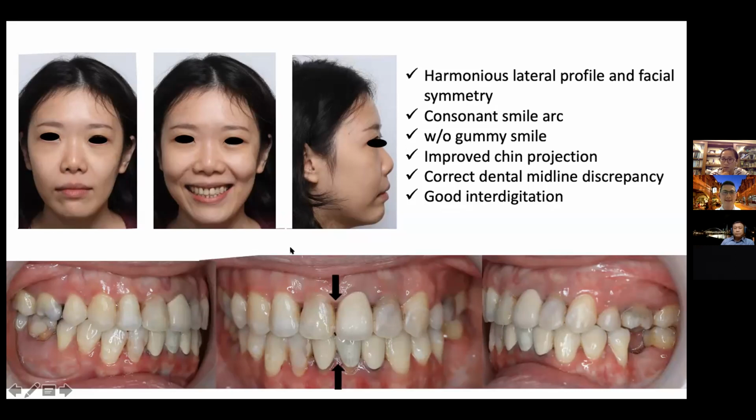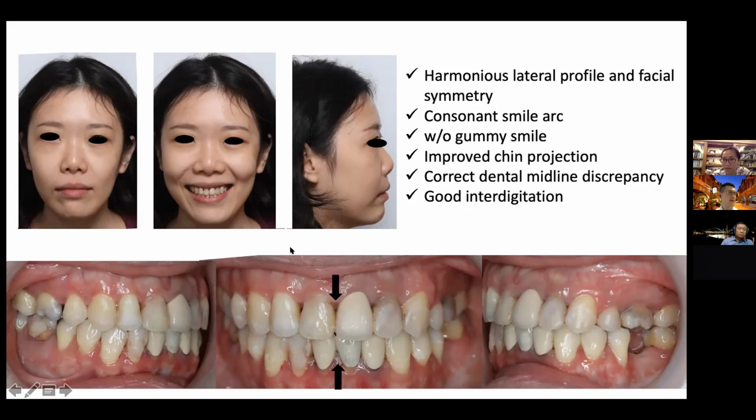And then if the patient is really hesitant about the treatment and is willing to have cone beam CT filming, then we might take a pre-op cone beam CT film and do the 3D OGS treatment simulation for her, and then she can see that with this kind of movement, her profile could change.